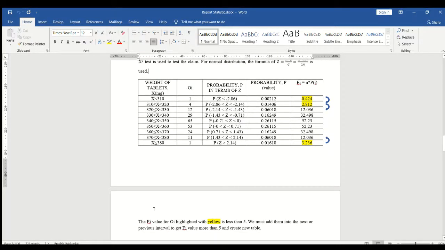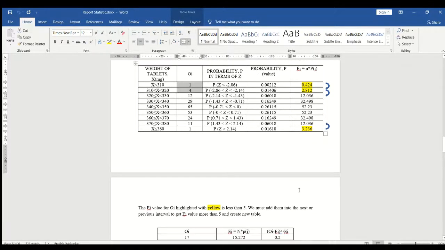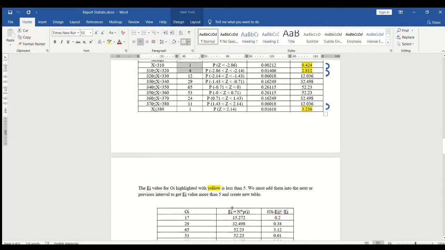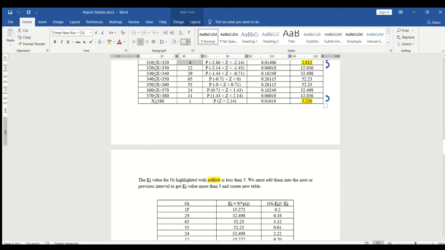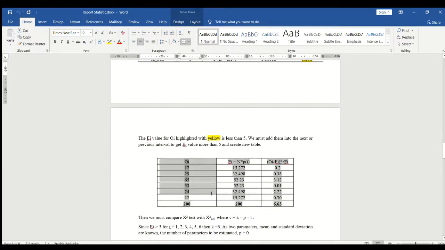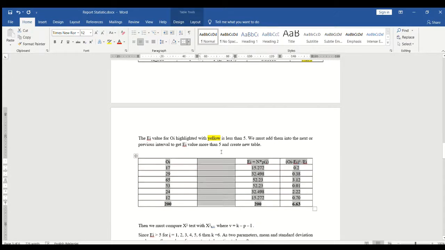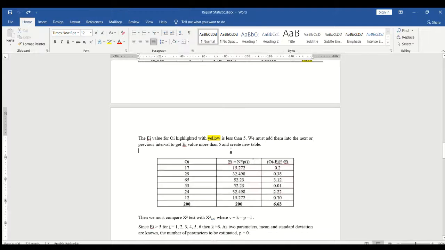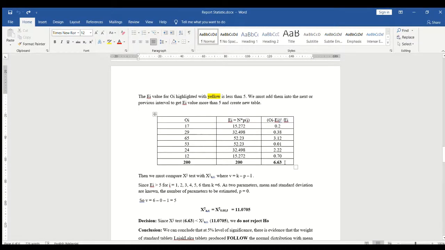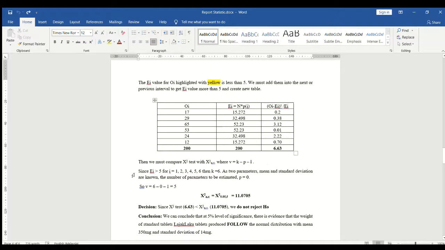So for the EI values I highlighted in yellow, the frequencies are less than 5. Then we add that into the next or the previous interval to get an EI value of more than 5, and a new table is created with a new OI. And so the EI value is then recalculated. So (OI minus EI) squared over EI. So we got the new value, chi-squared test.